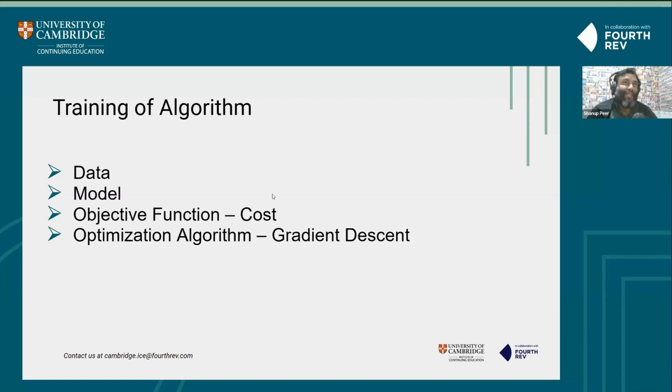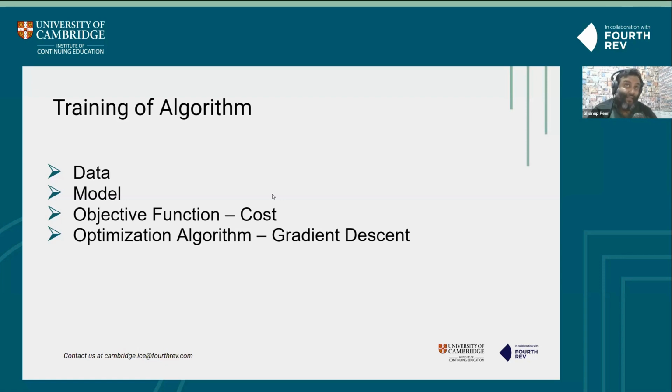So there are two things we need for the machine to learn. We have the data, we have the model. That's not enough. We need to help the model on its way. We need to give some guidance to the model as it is learning. How do we do that? We do it with two things.